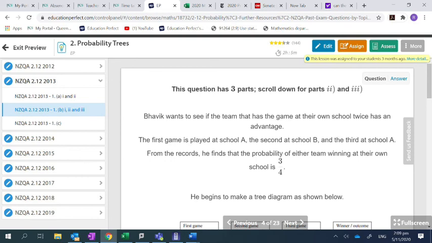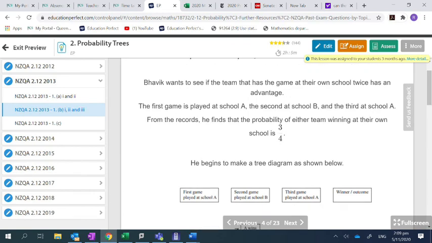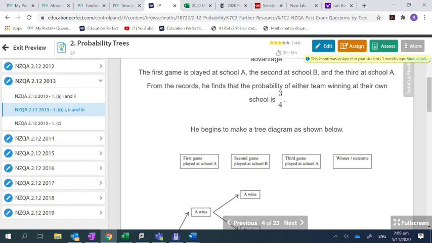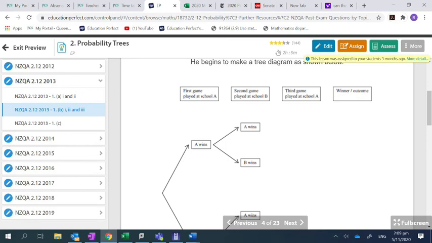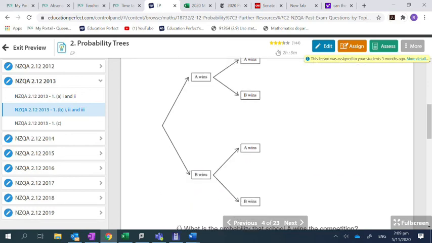Look at a three-parter. Here we go. Bobik wants to see if the team has an advantage at their school game since they've won twice. The first game is played at school A, the second at school B, the third at school A. From the records, he finds that the probability of either of the teams winning at their own school is 3/4, which is the same as 0.75. Easier with a decimal than a fraction. Okay. First game played at school A. Then school A has a 75% chance of winning, or 0.75, which means school B has a 0.25.